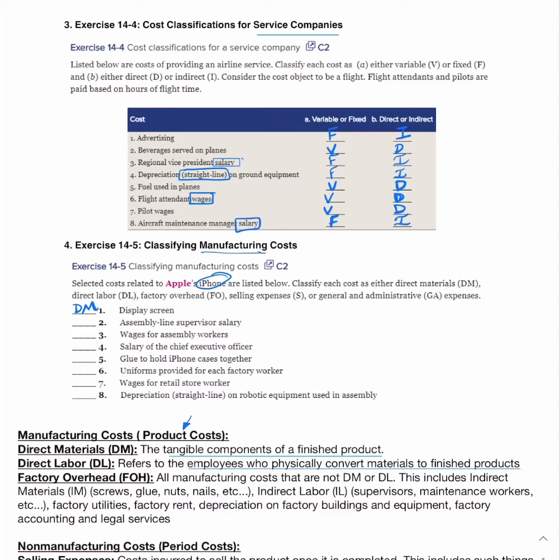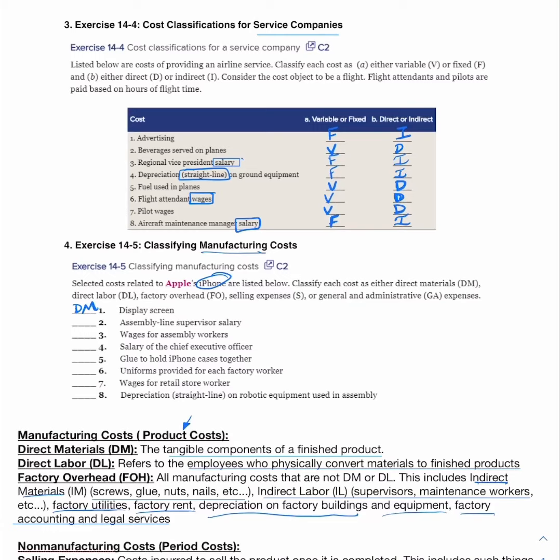This includes items like indirect materials. So we're talking screws, glue, nuts, nails, etc. Indirect labor. These are our supervisors, maintenance workers, different people along those lines. We've got factory utilities, factory rent, depreciation on factory buildings and equipment, factory accounting, legal services. All of these items fall into this factory overhead component. So make sure you're very familiar with them.